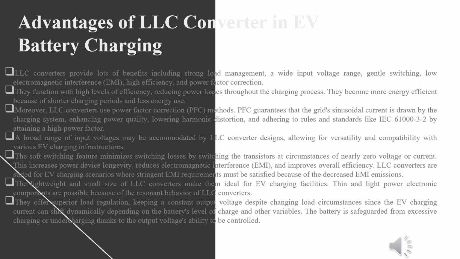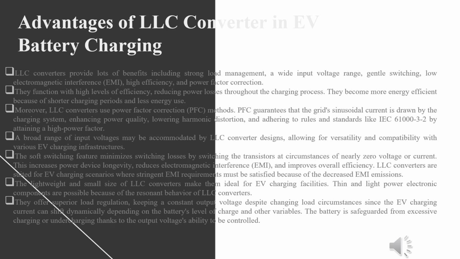Moreover, LLC converters use power factor correction methods. PFC guarantees that the grid's sinusoidal current is drawn by the charging system, enhancing power quality, lowering harmonic distortion, and adhering to rules and standards like IEC 61000-3-2 by attaining a high power factor.